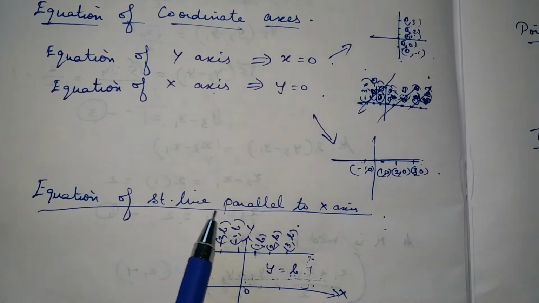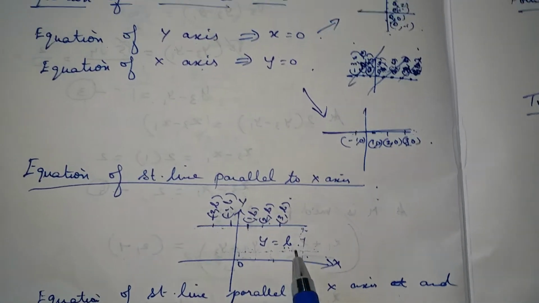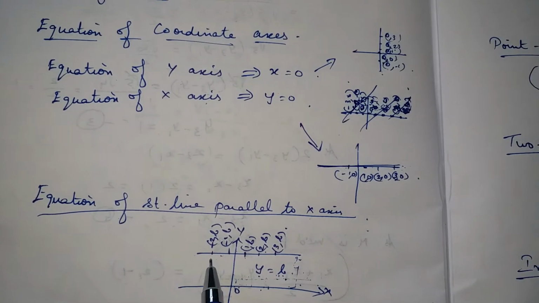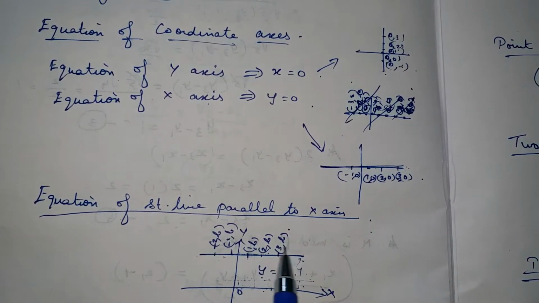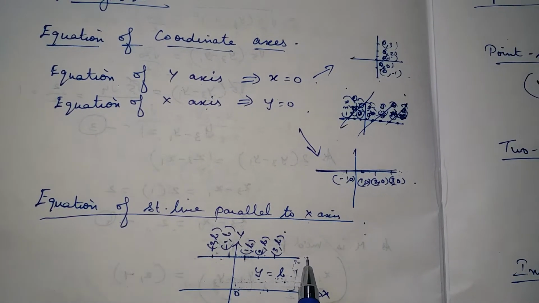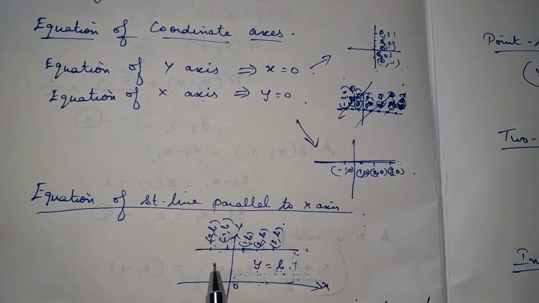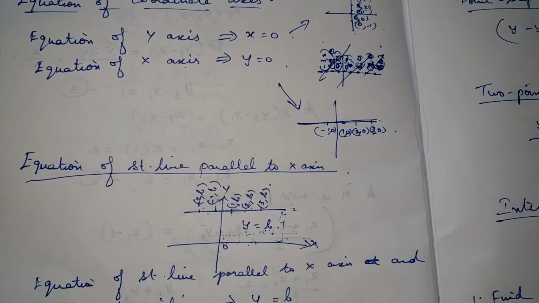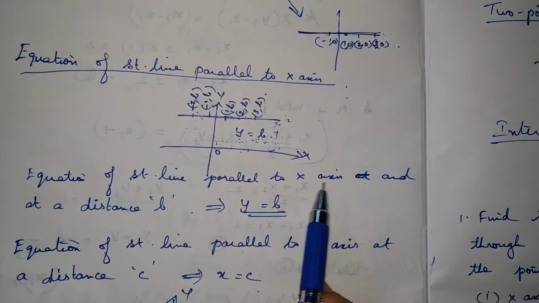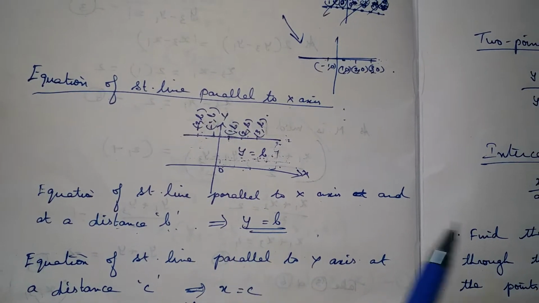Now the equation of a straight line parallel to the x axis, at a distance of b from the x axis. Your equation will be y is equal to b, because all the points on this line will have the same y value. For example, at a distance of 2 it is y is equal to 2, at a distance of 3 it is y is equal to 3. Generally we say y is equal to b. At a distance of 5 means y is equal to 5; you can remember it like that.